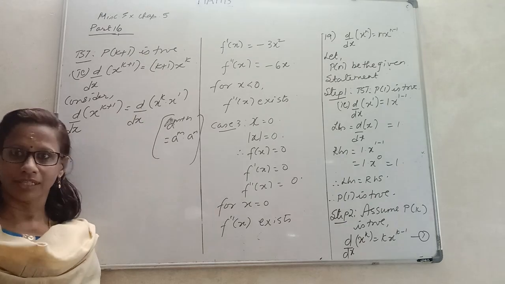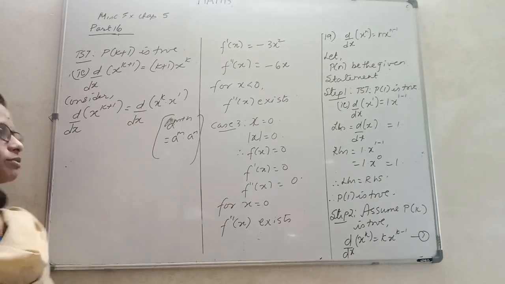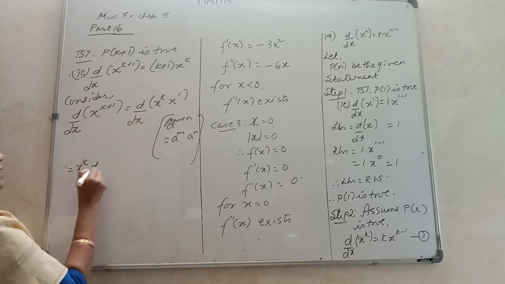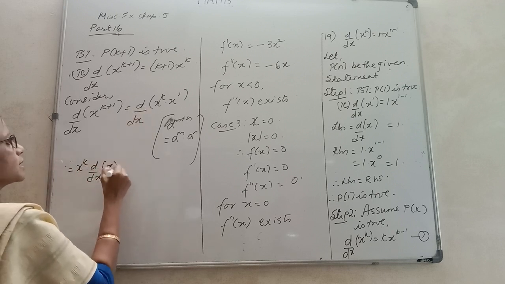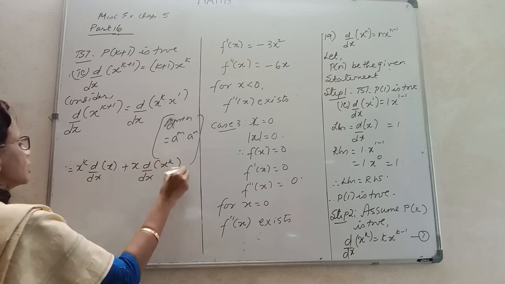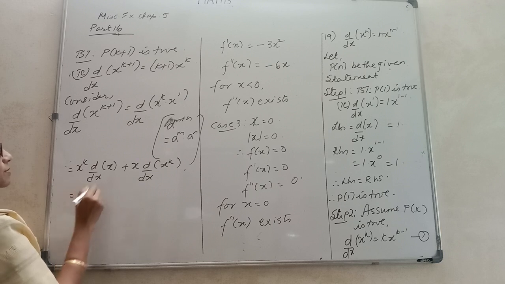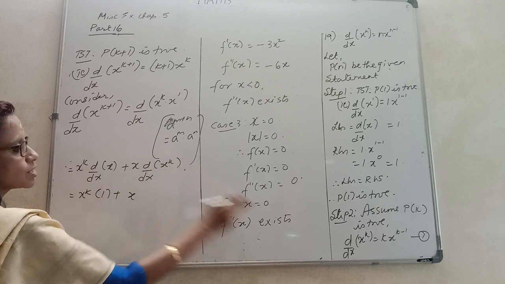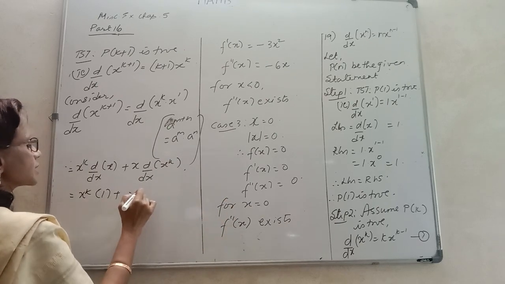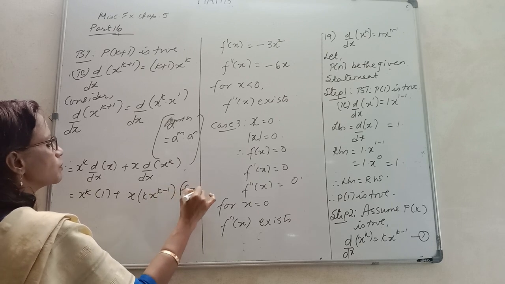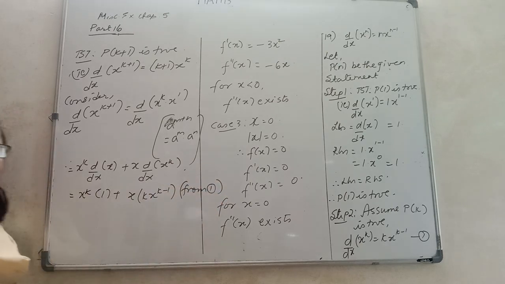But then that's a product, and we have the product rule. So we can use the product rule. What's the product rule for derivatives? x raised to k as it is, times the derivative of x, plus x as it is, times the derivative of x raised to k. The derivative of x with respect to x is always 1, we know. And for x raised to k, we have found out the derivative. It is k times x raised to k minus 1. We got this from step 1. So that's where we have used our assumption.